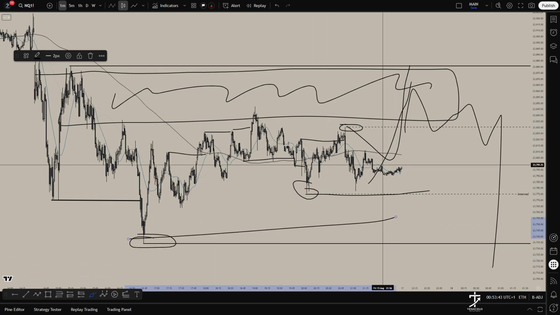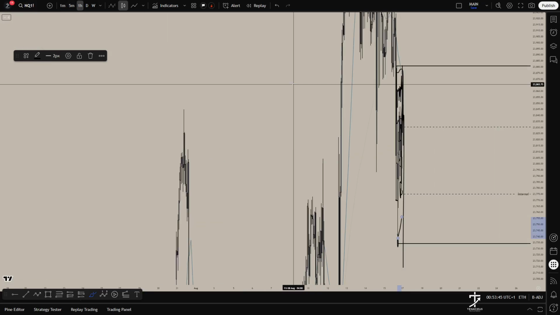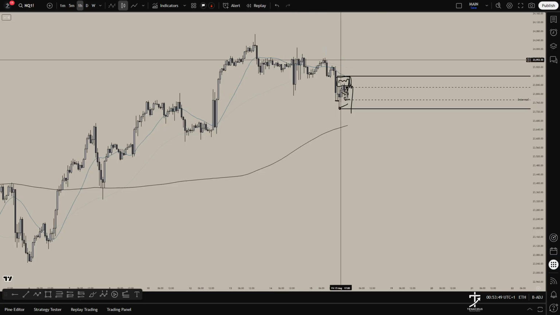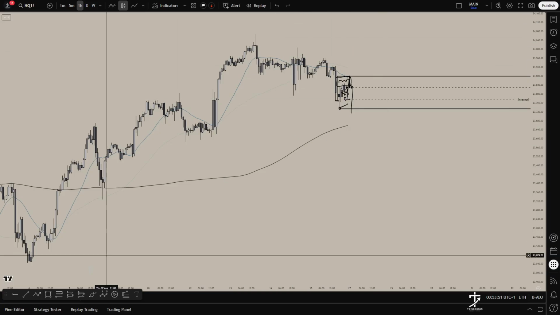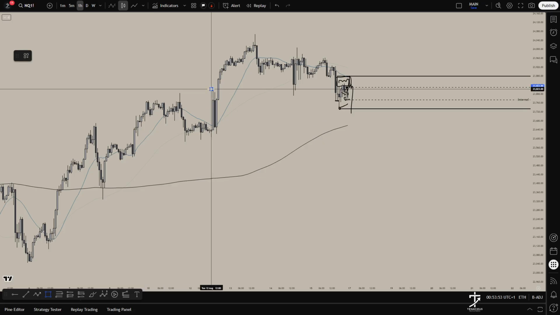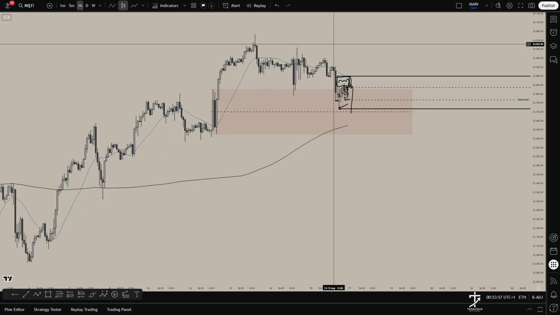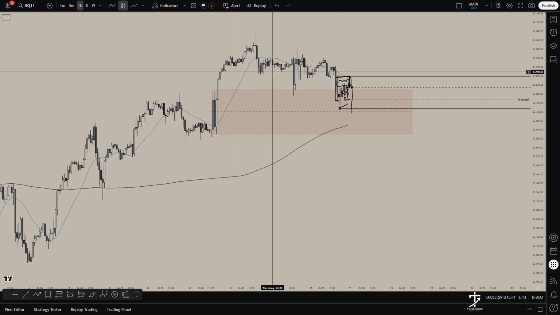However, going back to the 1 hour time frame, we can see that overall price is still bullish, and potentially we're just in the pullback phase where price wants to tap into an area of interest, which could be this area here, and then we have a push back to the upside. So that's it for NQ today.